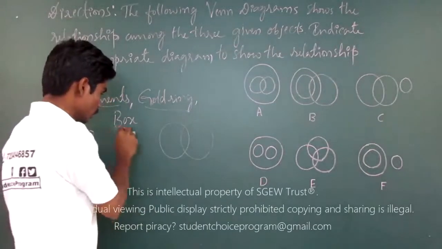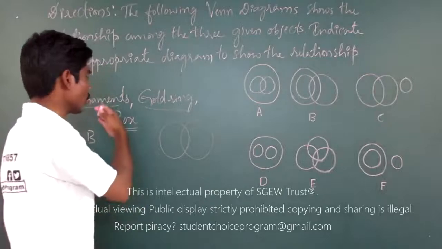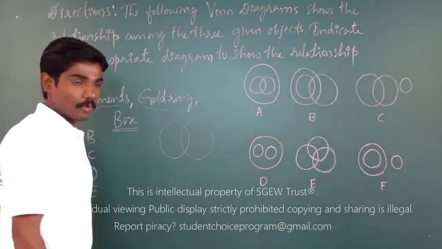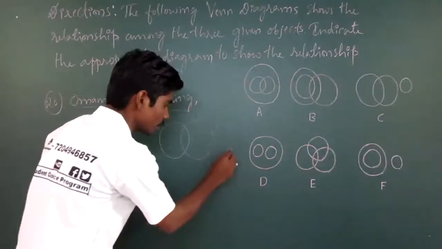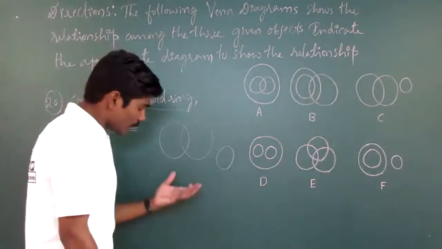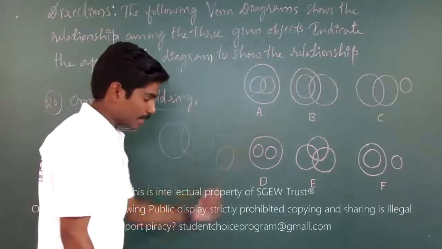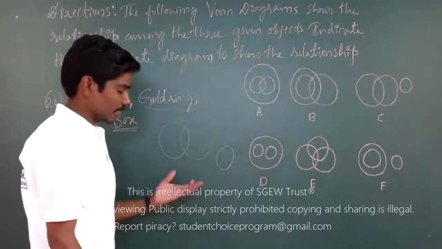Now, if you consider box is totally different from ornaments and gold rings. Therefore, I will represent box with one more circle separately. Okay, that is like this. Now, when you compare our diagram with the given Venn diagrams, the diagram C matches with our result.